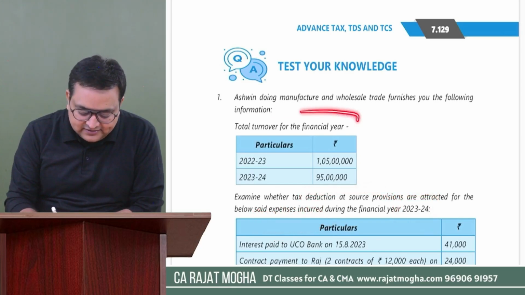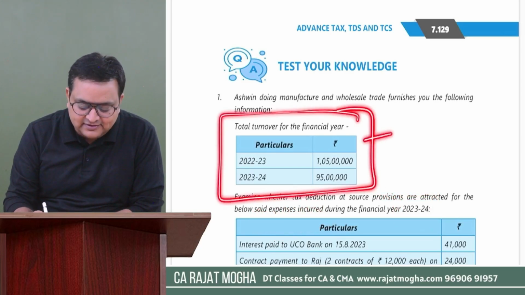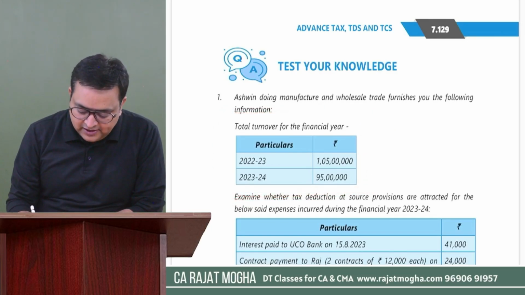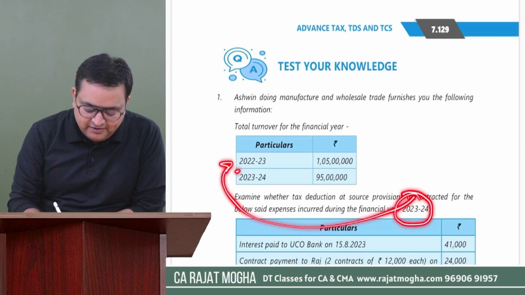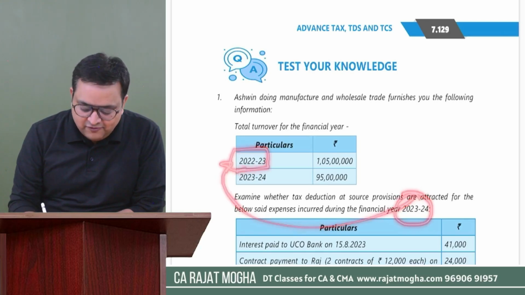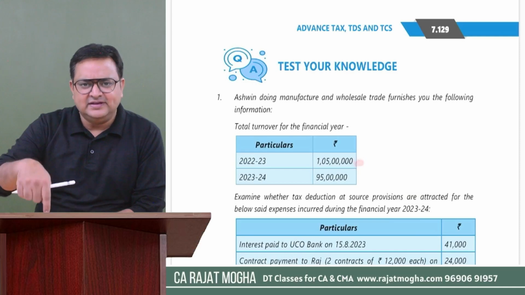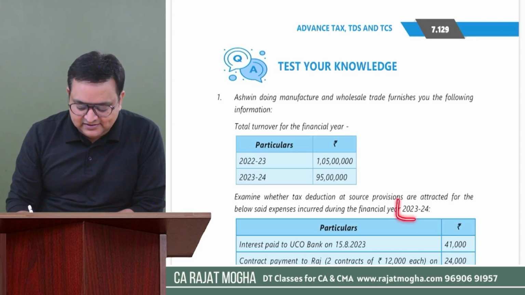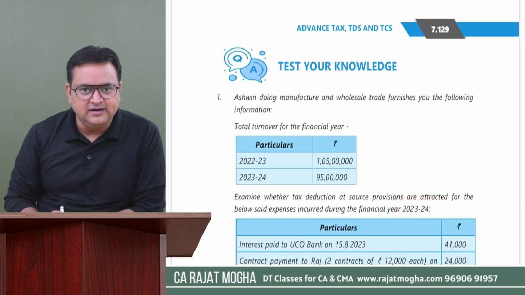Now, that is the reason they have given us this information also related to the turnover. So if we have to deduct TDS here, we have to see the turnover of previous year 22-23, which is more than 1 crore rupees. Since he is into business, it is more than 1 crore rupees. So yes, we can say in this year, he can deduct TDS.